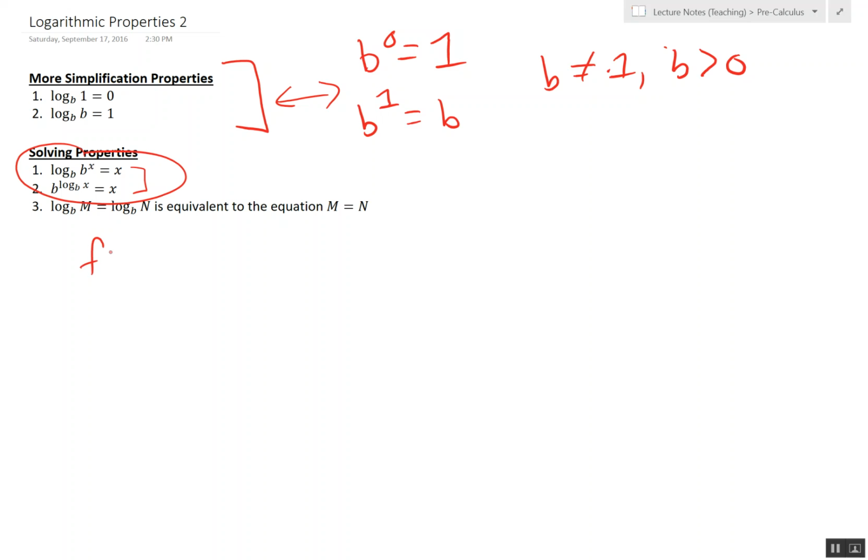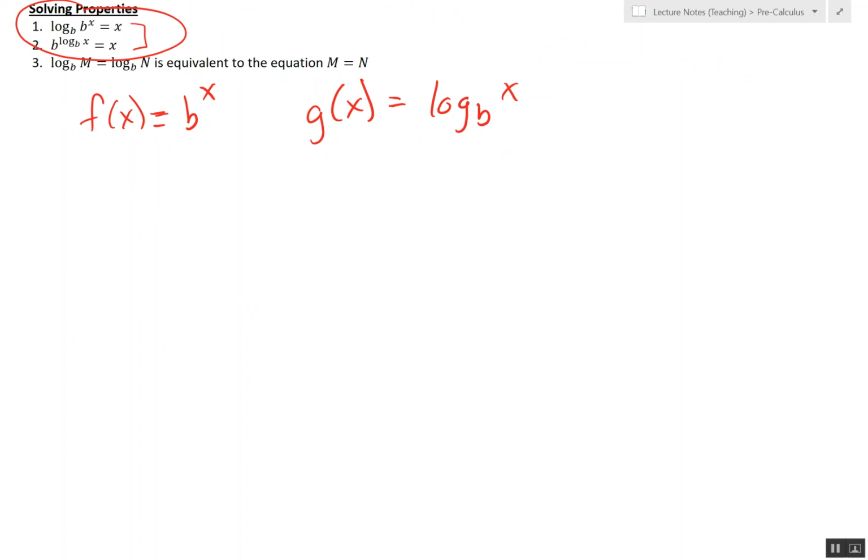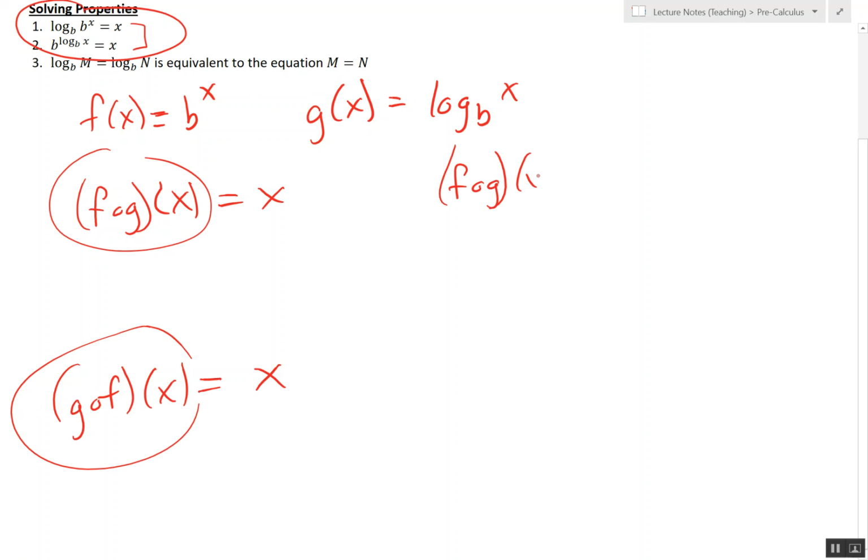So let's let f of x be b to the x, and g of x be its inverse, log base b of x. Now, since these are inverses, we know from a previous section where we studied inverses that f circle g of x is going to be equal to x, and g circle f is going to be equal to x. And the idea here is we need to figure out what these two things are.